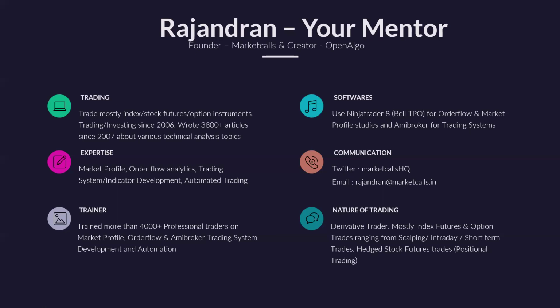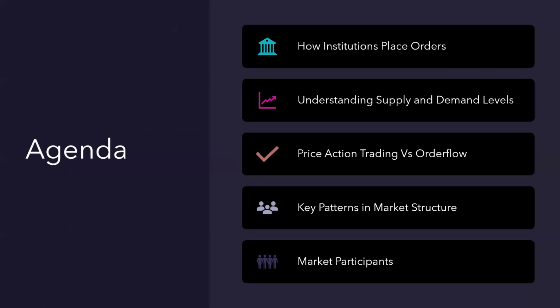Now, what you can expect in this session is some very basic insights into how institutional order flow happens, and understanding the supply and demand levels. There are some basic techniques in price action, so using that, we'll try to identify the basic supply and demand levels. And of course, we'll be comparing how price action trading is relevant to order flow, the key differences between price action trading and order flow, and key patterns in the market structure and the market participants. This is what we're going to learn in today's session.